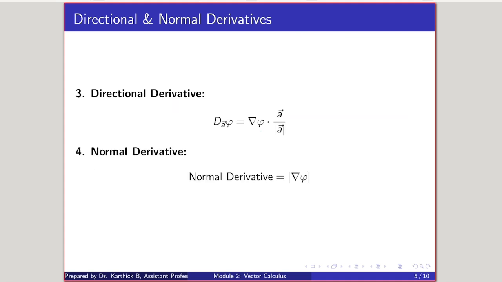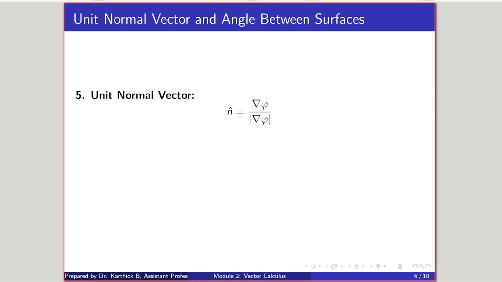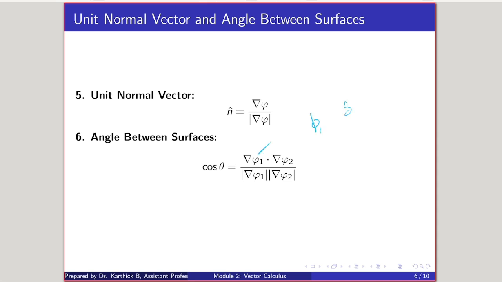And the next, normal derivative represents the modulus of gradient φ. And if I am asking for the unit normal vector, it is gradient φ by modulus of gradient φ, denoted by n cap. Okay. And next, if they are asking for the angle between two surfaces, if they have given φ1 and φ2 as two surfaces, we use this formula: gradient φ1 dot gradient φ2 divided by modulus of gradient φ1 into modulus of gradient φ2.